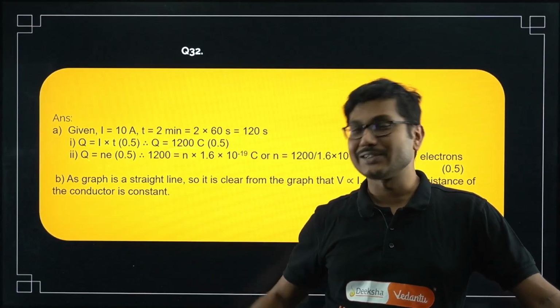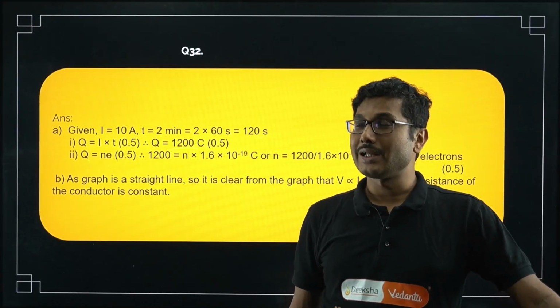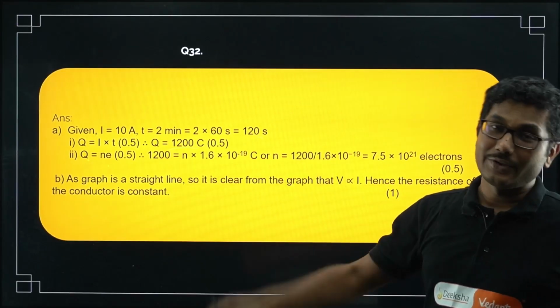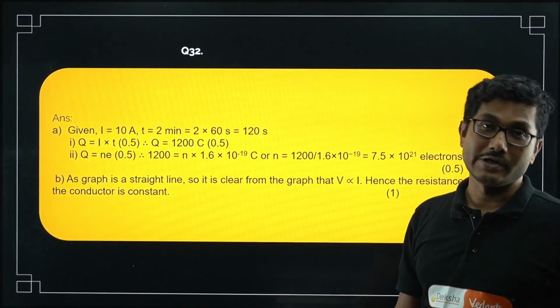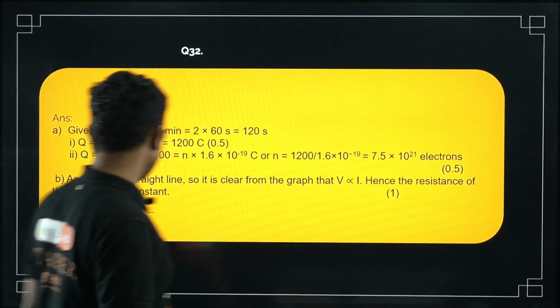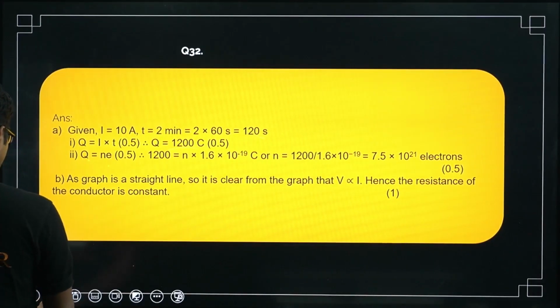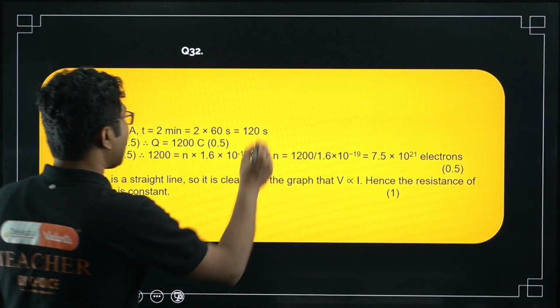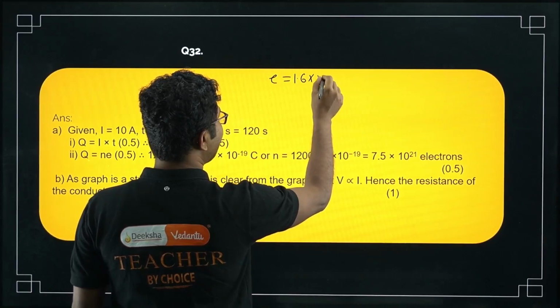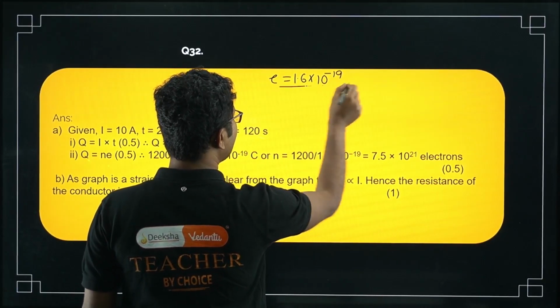Now in your next class you will learn that charges are quantized. That means every charge is basically a multiple of that charge, that is 1.6 into 10 to the power minus 19 e, and then you can do that. Otherwise what you can do in this problem, they have given you the charge of one electron. So the charge of one electron is given as 1.6 into 10 to the power of minus 19 coulomb.